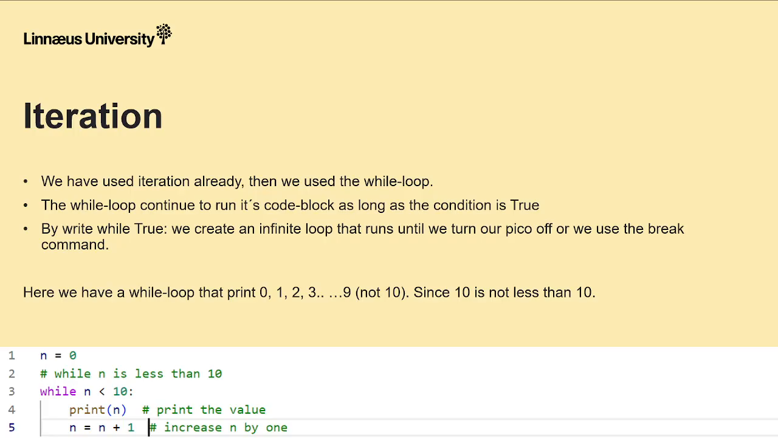In this example, we use a condition n is less than 10. And here in this example, we will use the print command to print out n. That should be 0, then 1, 2, 3, up to 9. 10 is not included, since 10 is not less than 10, it's equal to 10.